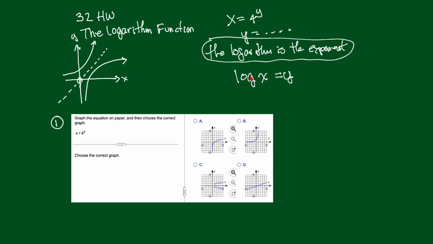I'll write the logarithm, I'll leave a blank for a minute. The logarithm is the exponent. The exponent is y. The only other variable here is x. So here's what we have.